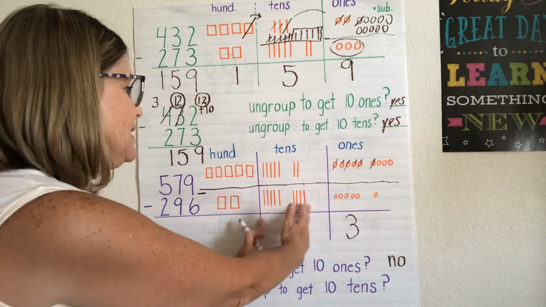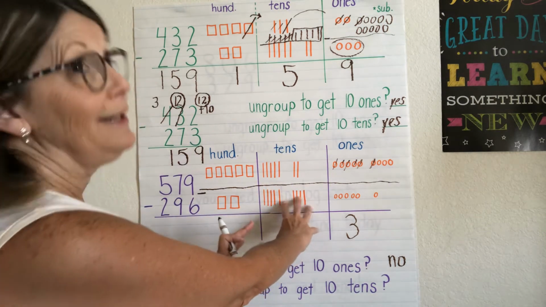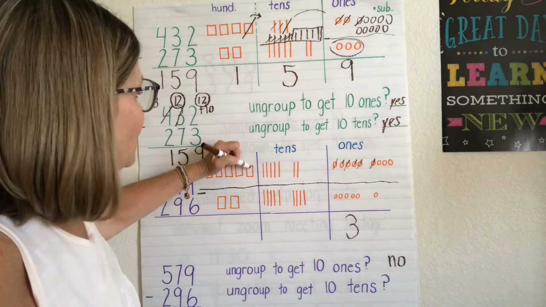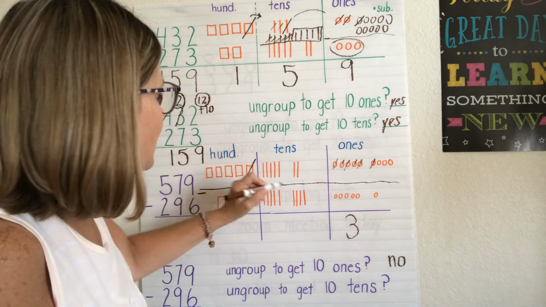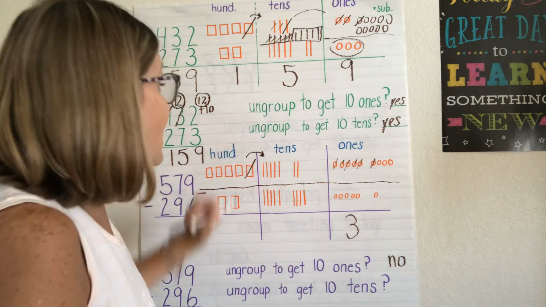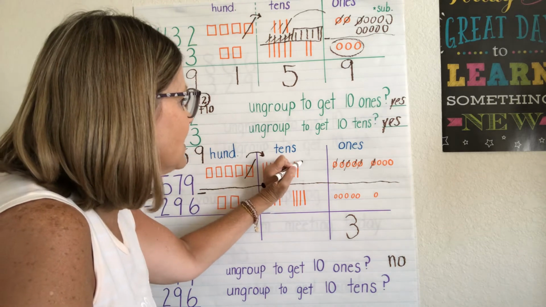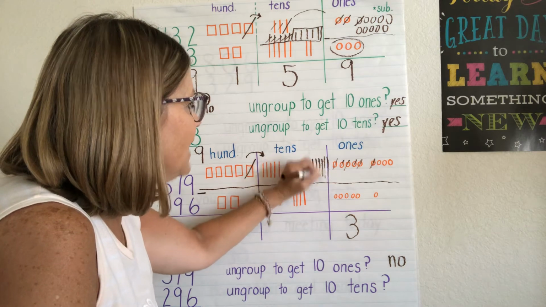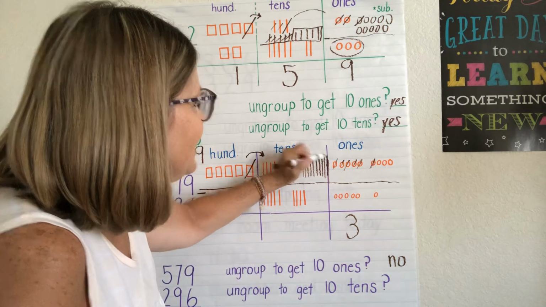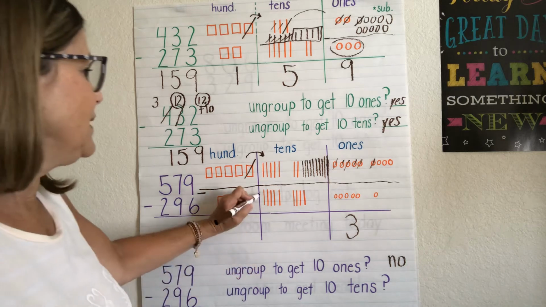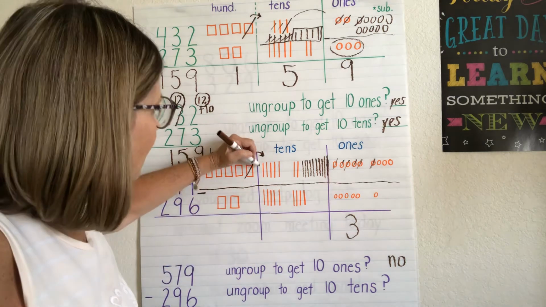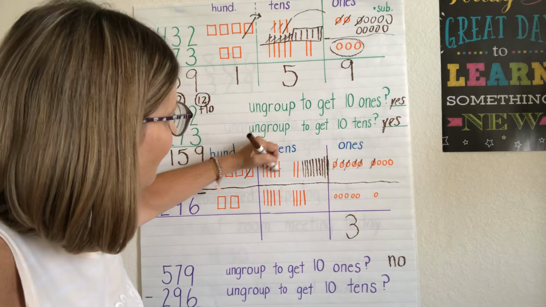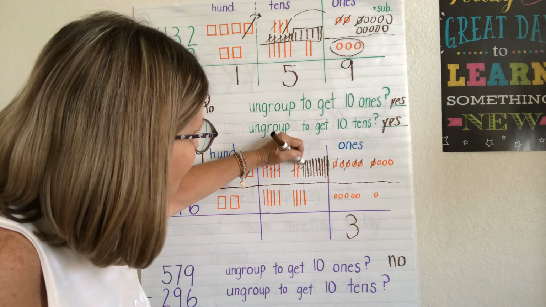In the tens, is the bottom number bigger? Yes, it sure is. So I'm going to take one of my hundreds, move it over, and ungroup it into 10 tens. 1, 2, 3, 4, 5, 6, 7, 8, 9, 10. Ooh, that one's kind of hard to see. All right, I'm going to take away 9. 1, 2, 3, 4, 5, 6, 7, 8, 9.